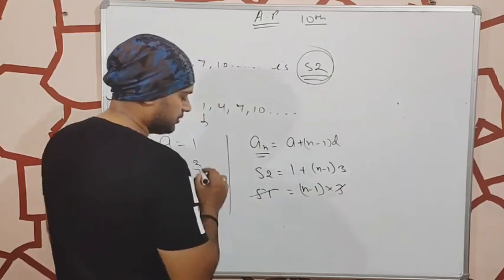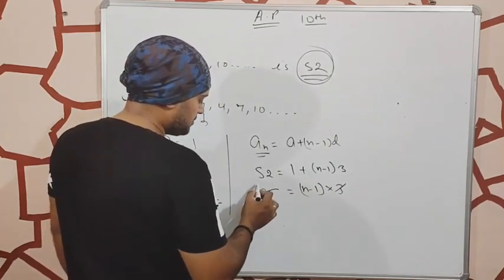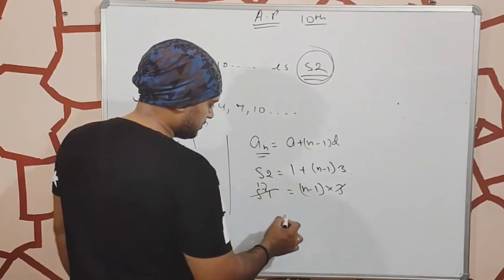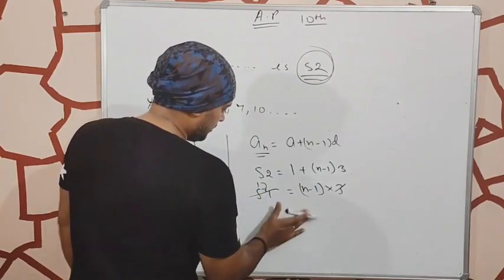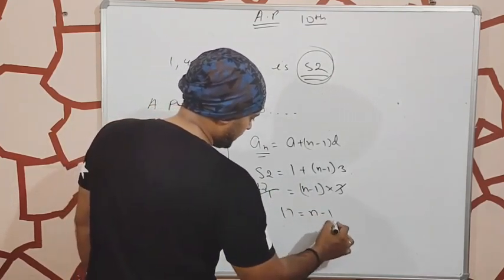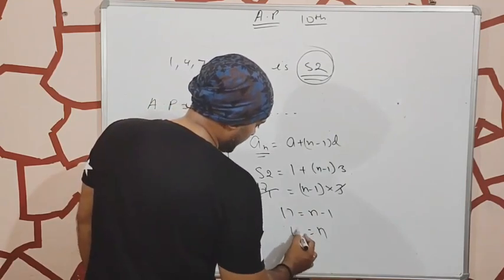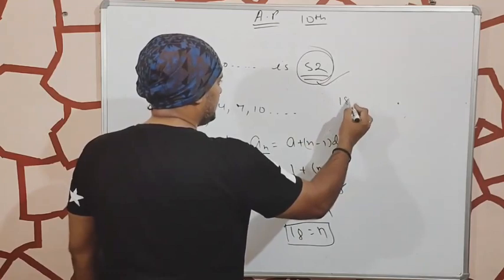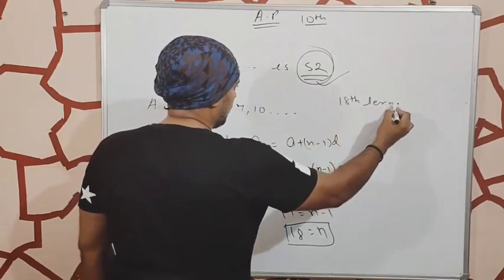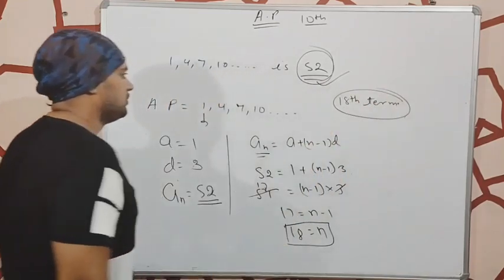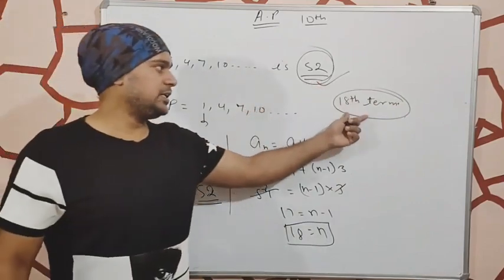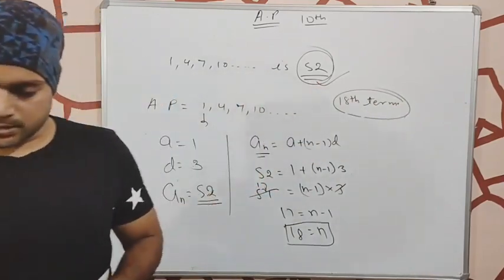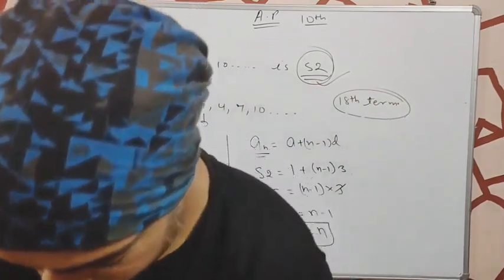So we are going to divide this. How many times does 3 go into 51? 17 times. So 17 is equal to n minus 1, and n is equal to 18. So this 52 is going to be the 18th term of the given sequence. Is it clear? I hope you are getting the sums.